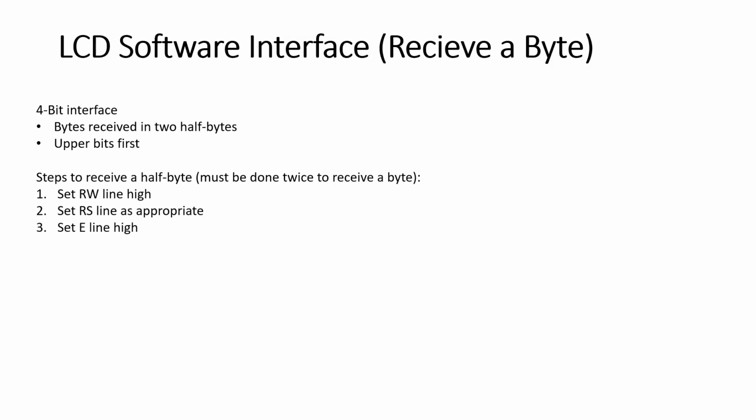Then you set the enable line high, and then you can read the first half byte from the DB4 to DB7 interface lines of the LCD display. And then you set the E line low again and repeat the same thing for the lower half of your byte.